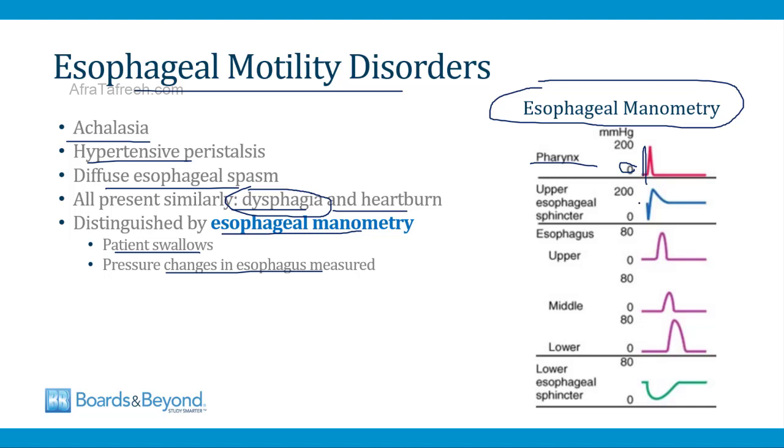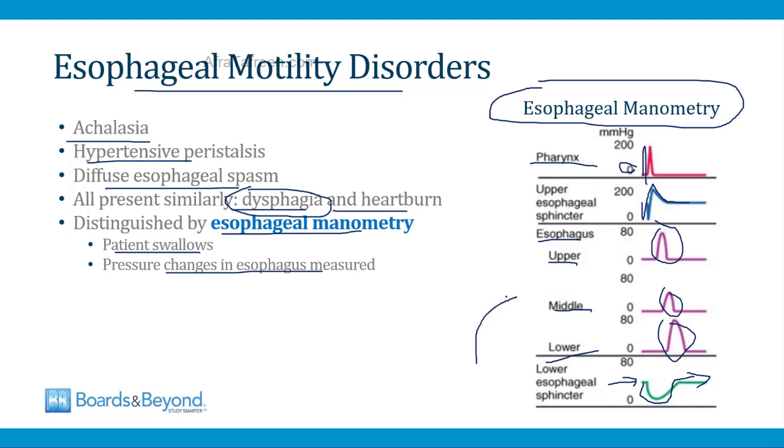At the level of the upper esophageal sphincter, the pressure falls when the sphincter opens, and then it climbs back up and goes back to a resting level. And then in the different levels of the esophagus, the upper, middle, and lower level, we see these waves of peristalsis where the pressure rises in the upper esophagus, followed by a rise in the middle and the lower esophagus. And then lastly, down at the lower esophageal sphincter, there is a resting pressure. The pressure falls when the sphincter opens and then comes back up to the resting level.